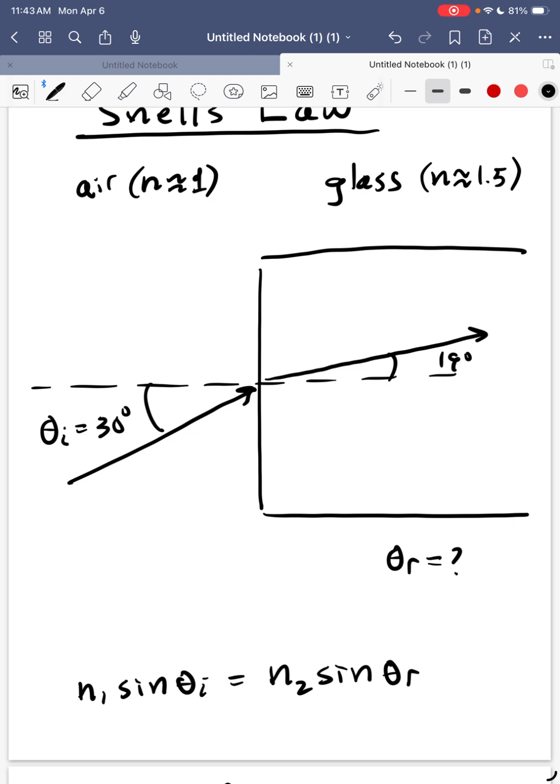Okay, hopefully this was helpful. In the next video, I'll talk about the critical angle and total internal reflection, which is one more case that you need to quantitatively know for the upcoming exam.